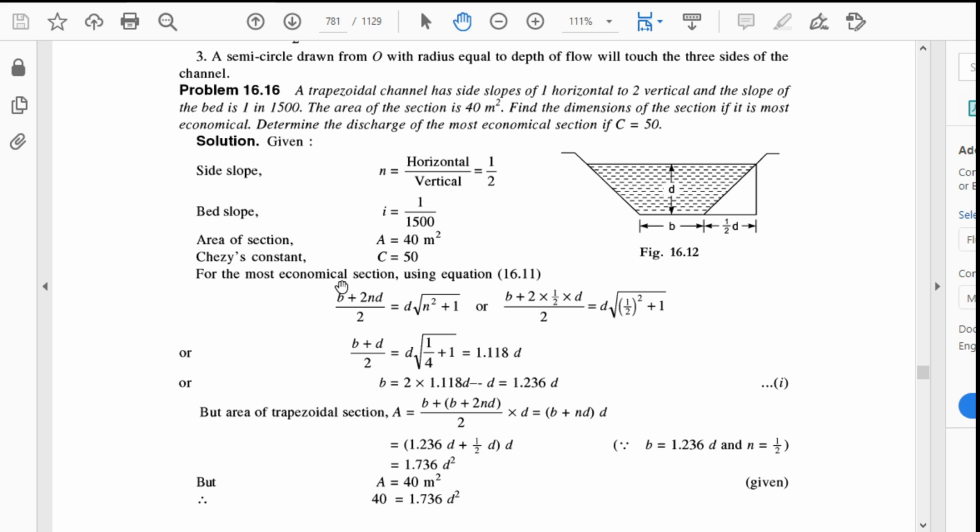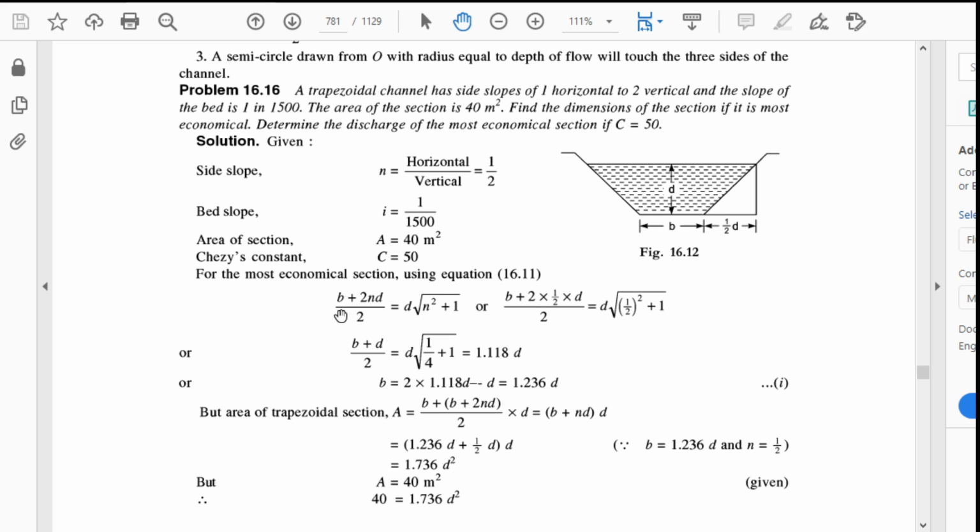Here the first condition is used. The condition is (b plus 2nd) by 2 equals d under root n square plus 1, that is, half of the top width should be equal to one of the sloping side. Now by using this equation, we can convert your b in terms of d or d in terms of b.